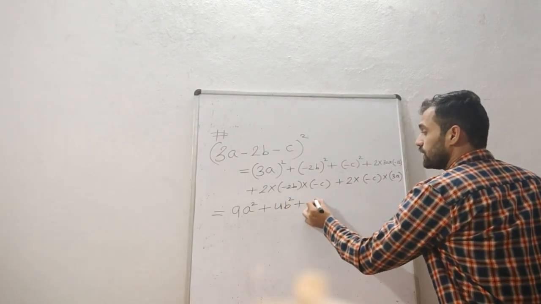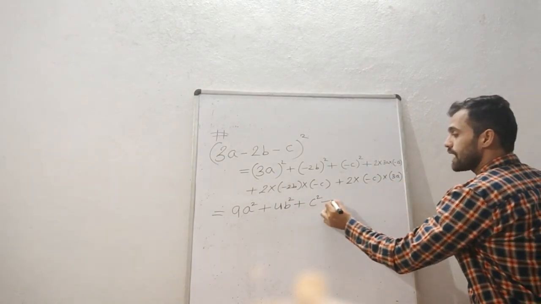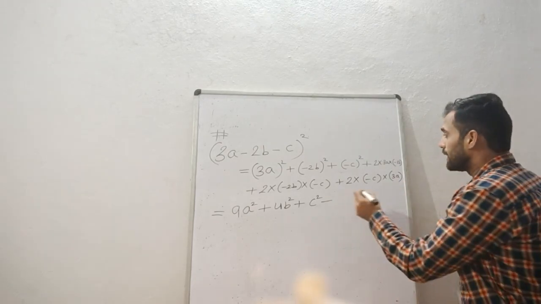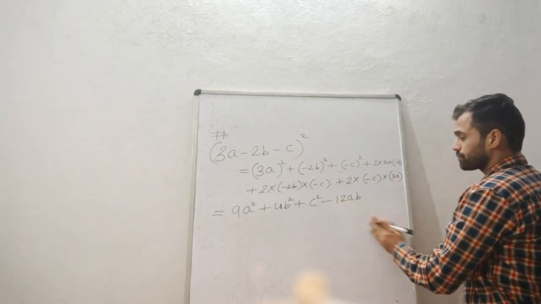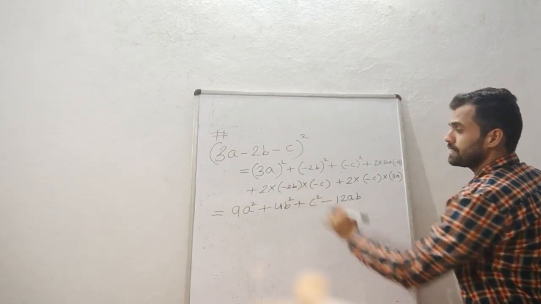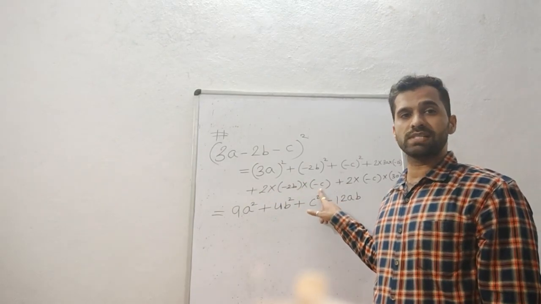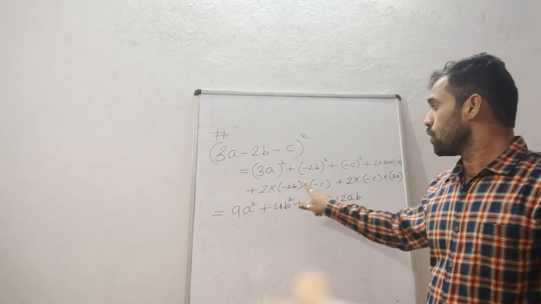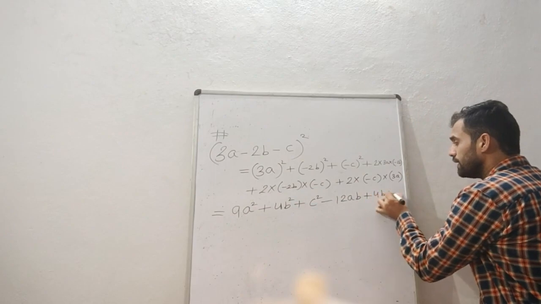Square of negative c will come positive c square. Now plus minus sign will come. 2 threes are 6, 6 twos are 12, that is minus 12ab. Now plus minus plus. So here we have two negative values. Negative into negative always comes positive. So negative will become positive. 2 twos are 4, 4bc. That is plus 4bc will be the final answer of that.